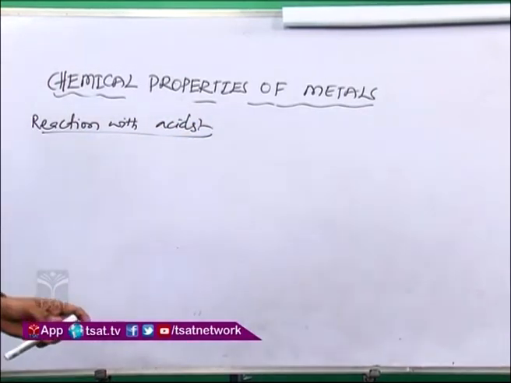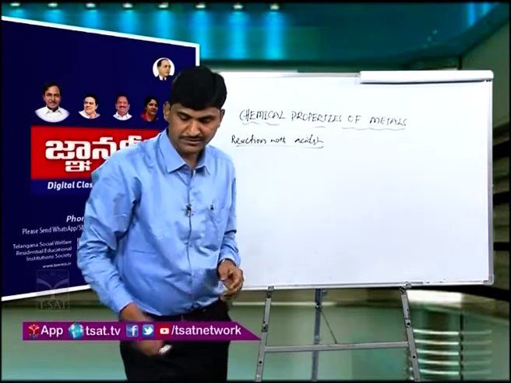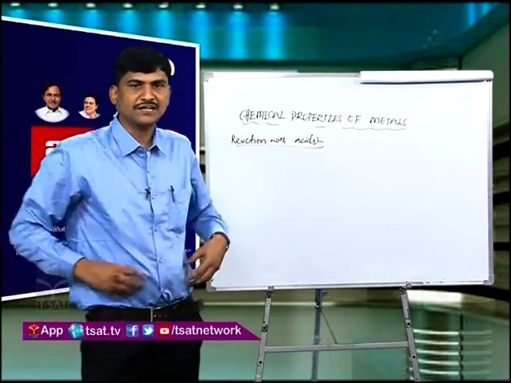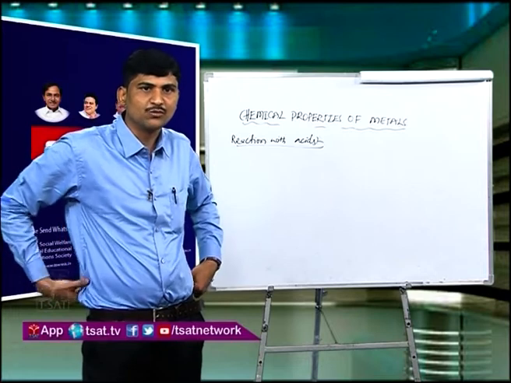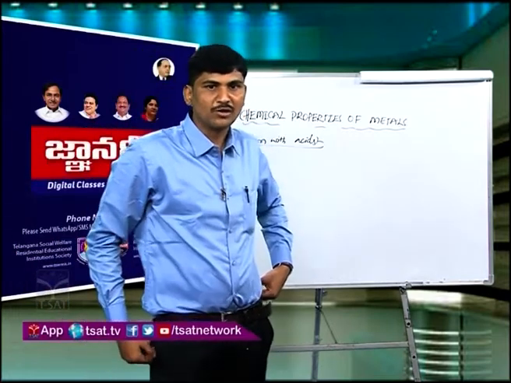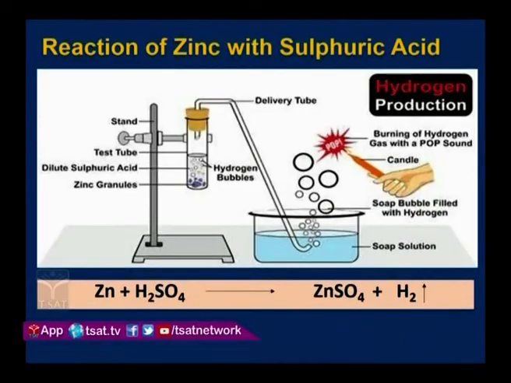Next, children, let us see reaction with acids. You can see here some arrangement: a retort stand is there and a test tube, to which a single hole rubber cork is fitted, through which a delivery tube is passed into the soap solution. In the test tube, before closing it with the cork, we added some zinc granules and dilute sulfuric acid. By this reaction, some gas is released. Let us see what gas is released.